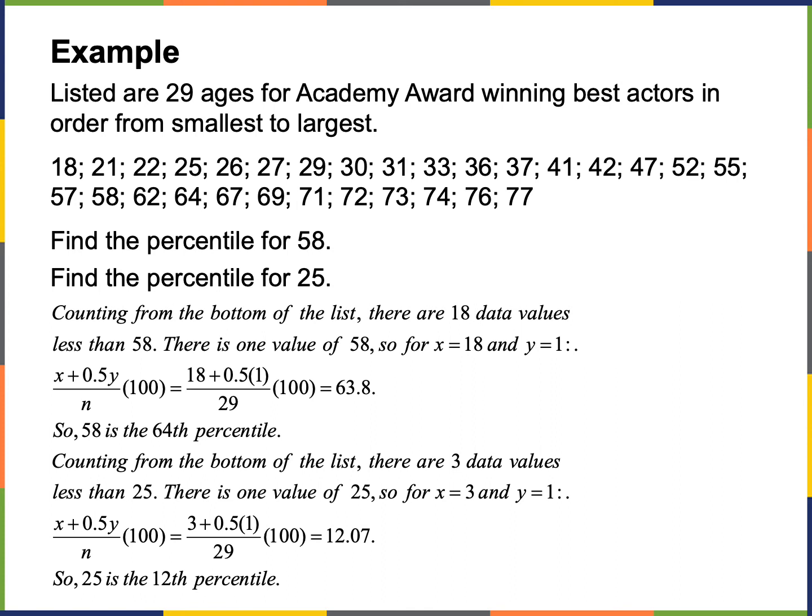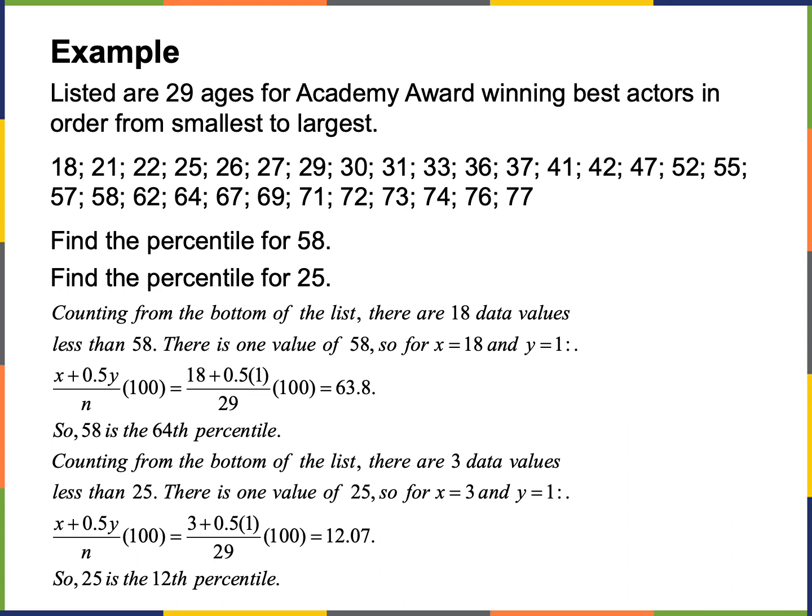So X is 18. Now, how many times does 58 occur in here? Well, it only occurs once. There's no repetition, so my Y is 1. Then I plug it into this formula. I get 18 plus 0.5 times 1 all over 29, which is N, the sample size, times 100, and that gives us a percentile of 63.8, but it's very close to 64, so we will say 64th percentile. We would say 58 is the 64th percentile.